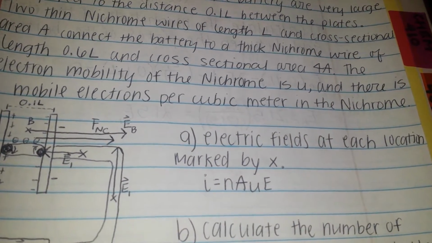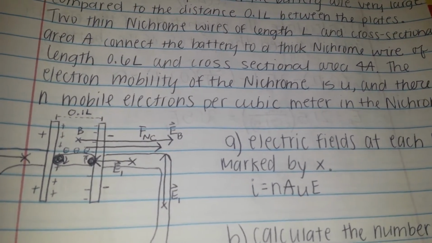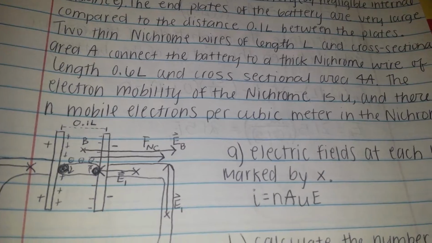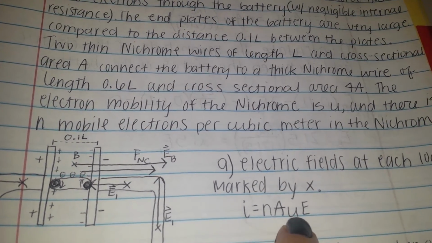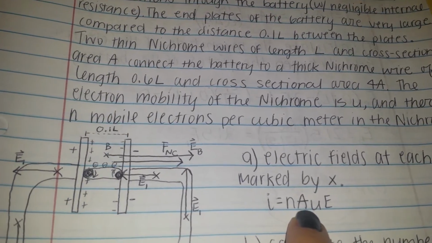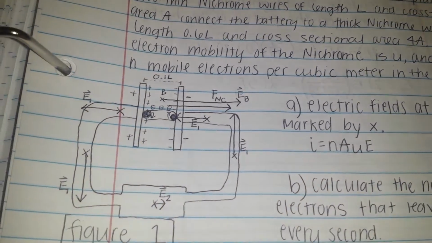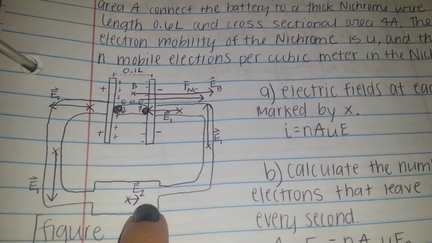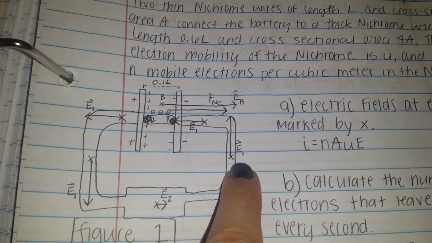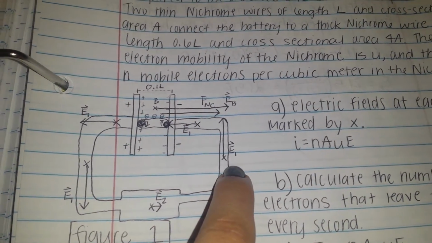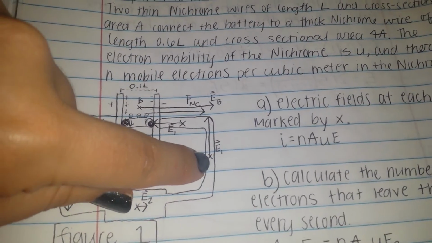So part A wants us to draw electric fields at each location marked by X, and we can use this relationship here because we know N and u are the same. So if A is increasing, then E has to be decreasing. So in the thick wire, that's why the electric field is much smaller than in the thinner wire. But as you can see in the thinner wire, the electric field does remain constant.